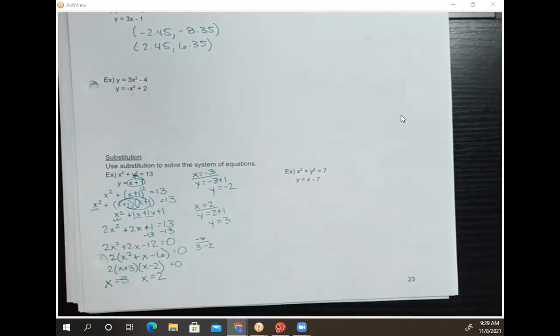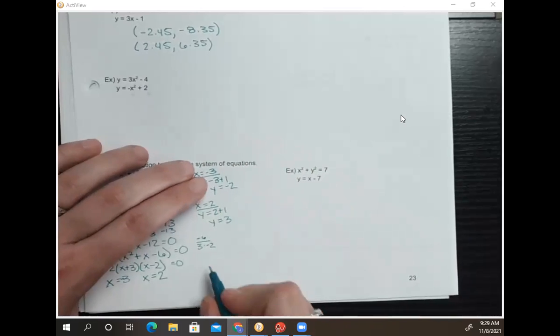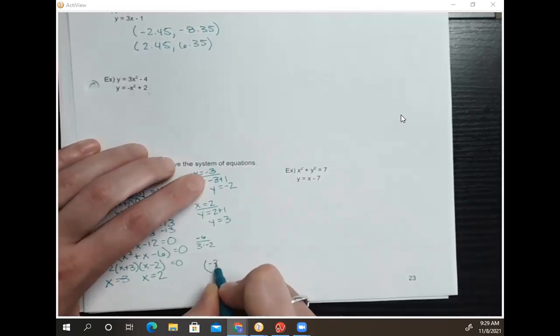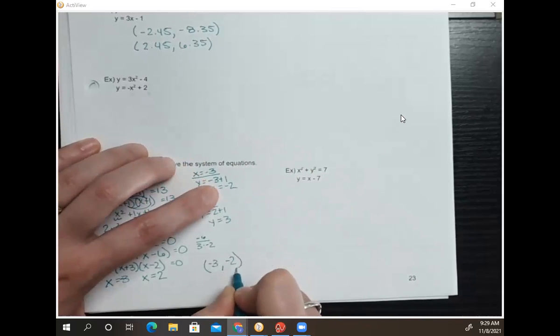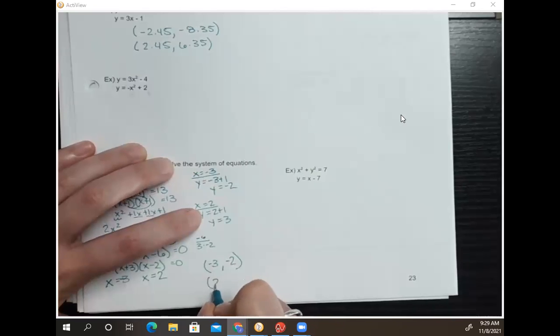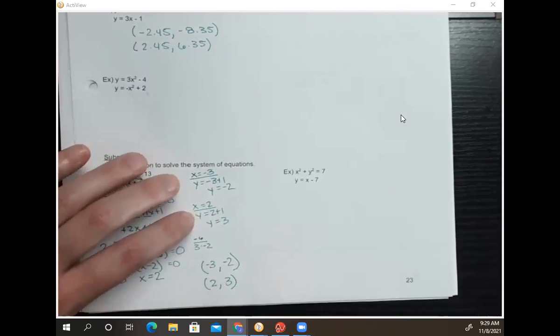Now I'm going to write ordered pairs with my solutions. So one solution would be (-3, -2). The other solution would be (2, 3).